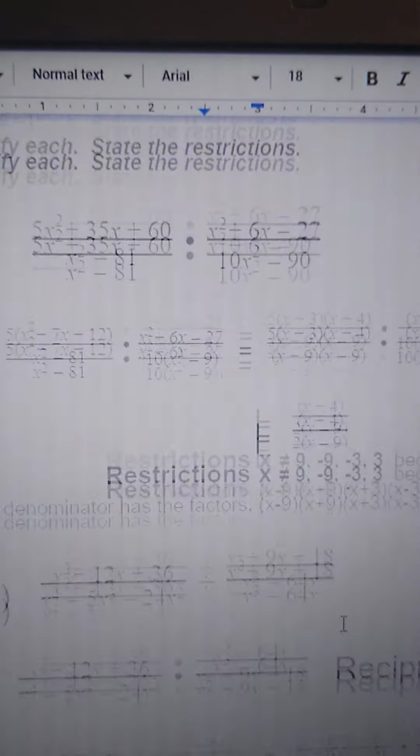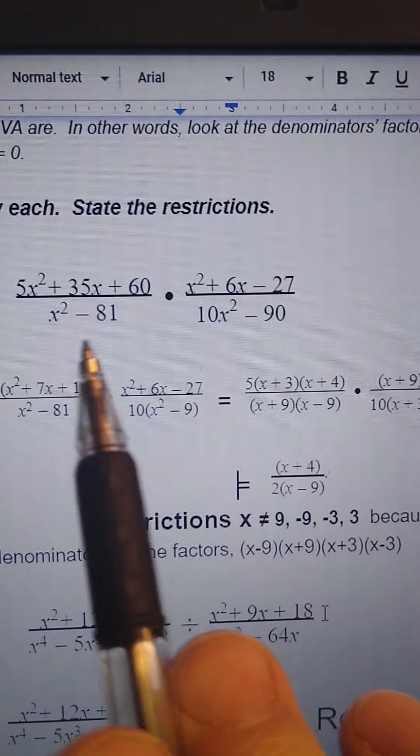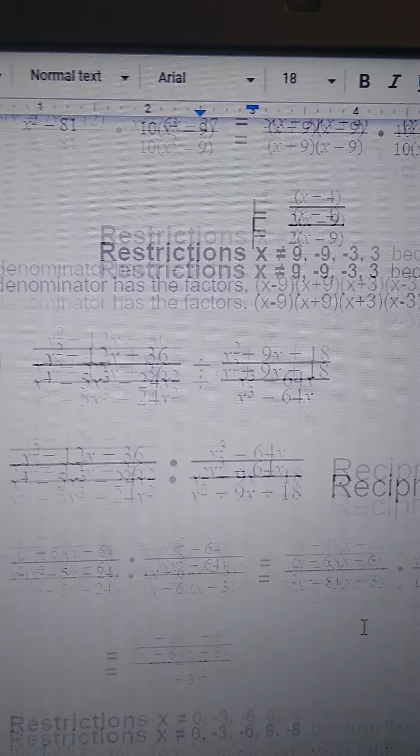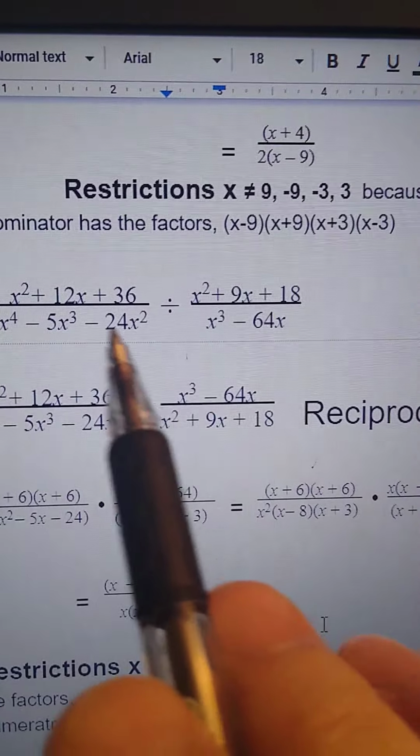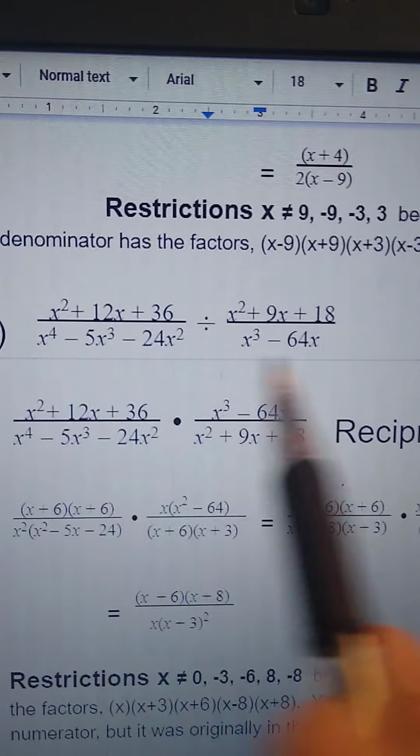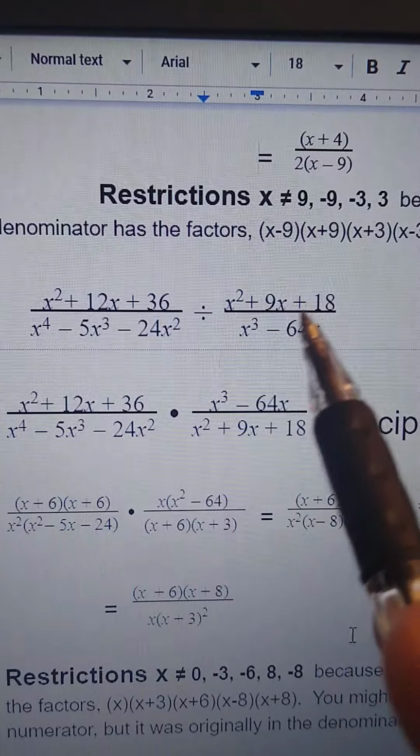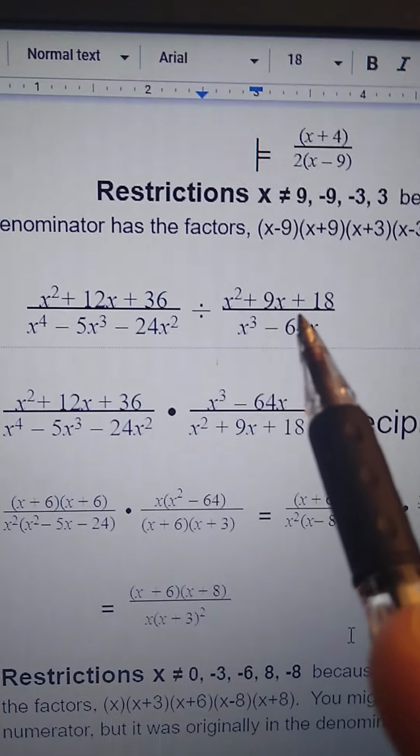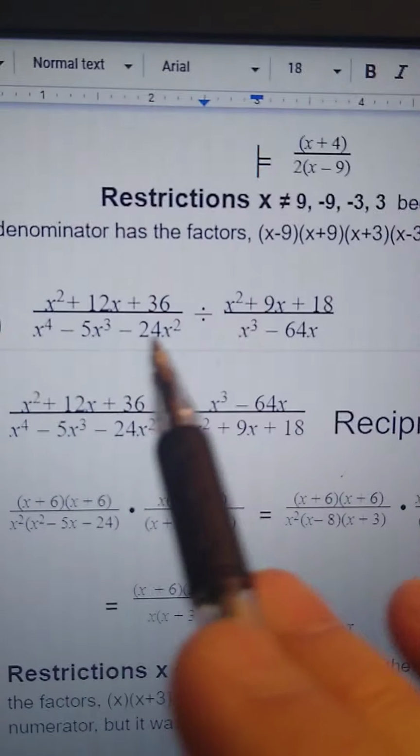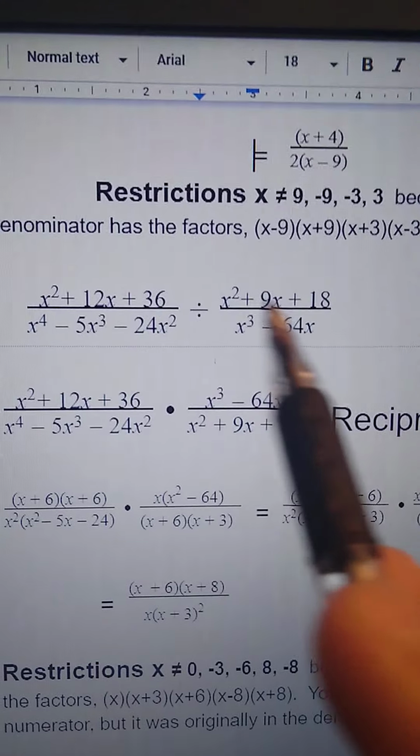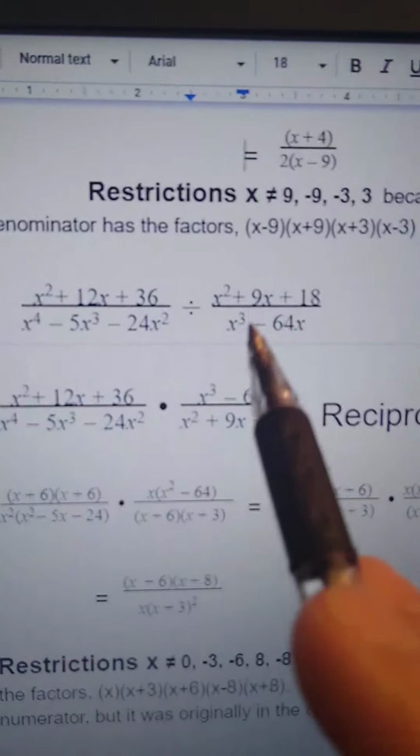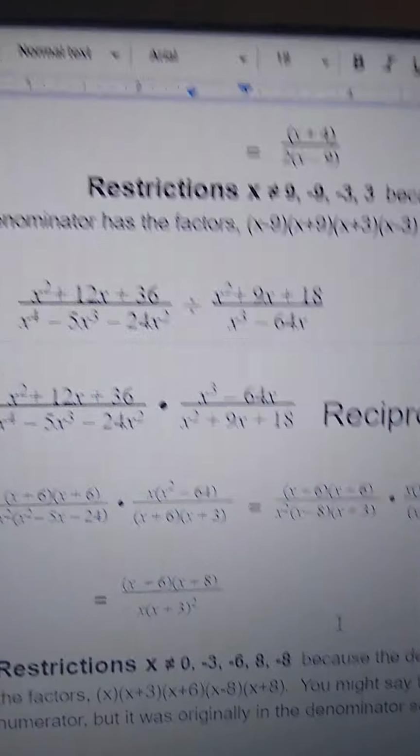Quick shortcut for that. With multiplication, you only have to consider the denominators. In division, you have to consider this denominator plus both of these parts, because this was the original denominator. When you flip it, this becomes a new denominator. So you're really dividing by all three parts, this, and this up here. So you would consider all three of these areas for the restrictions.